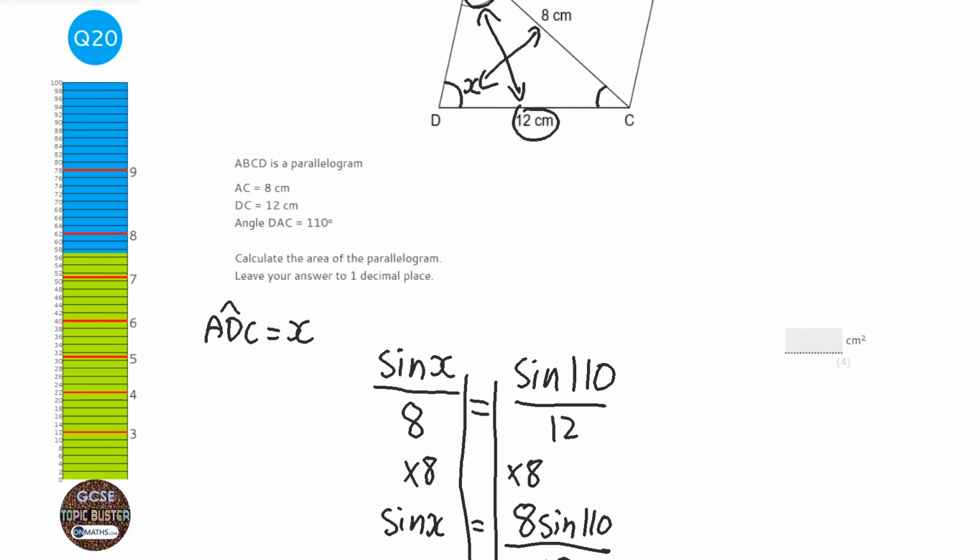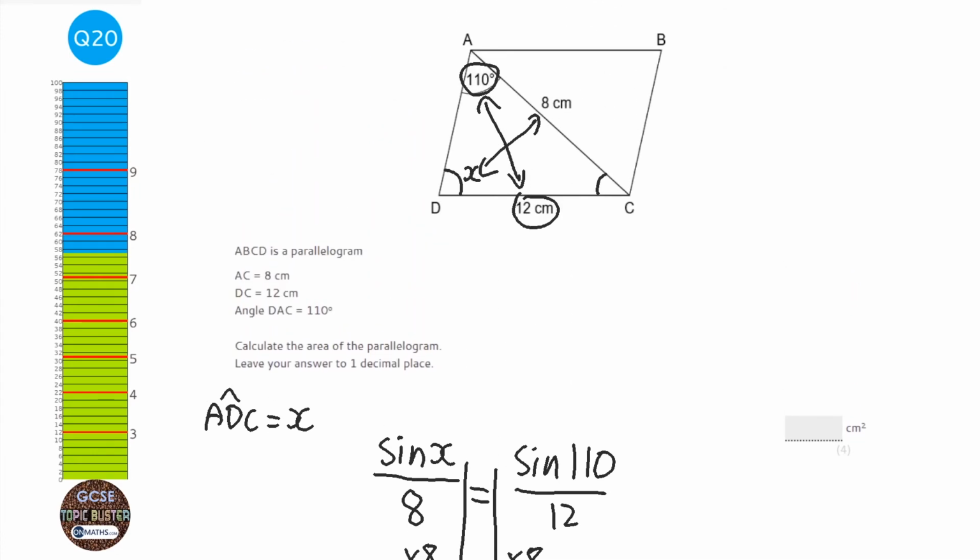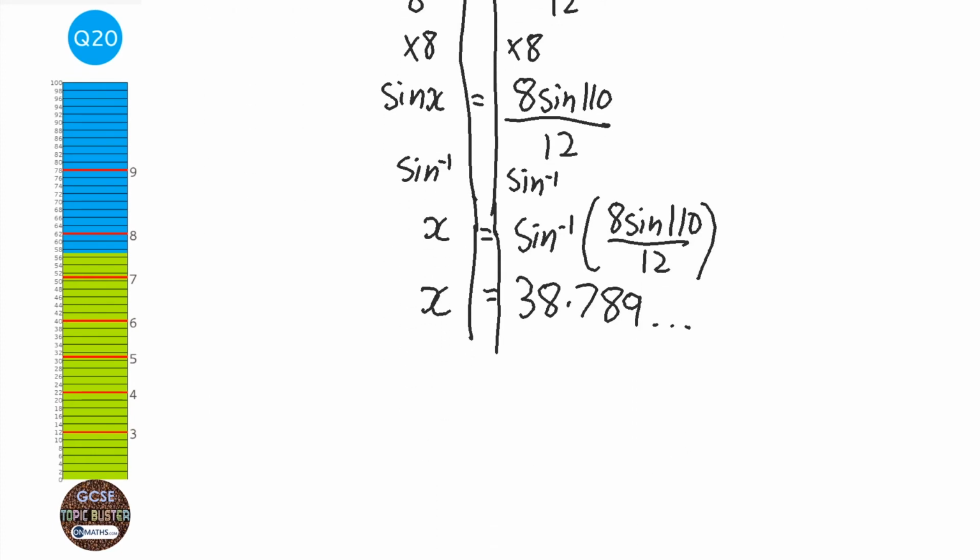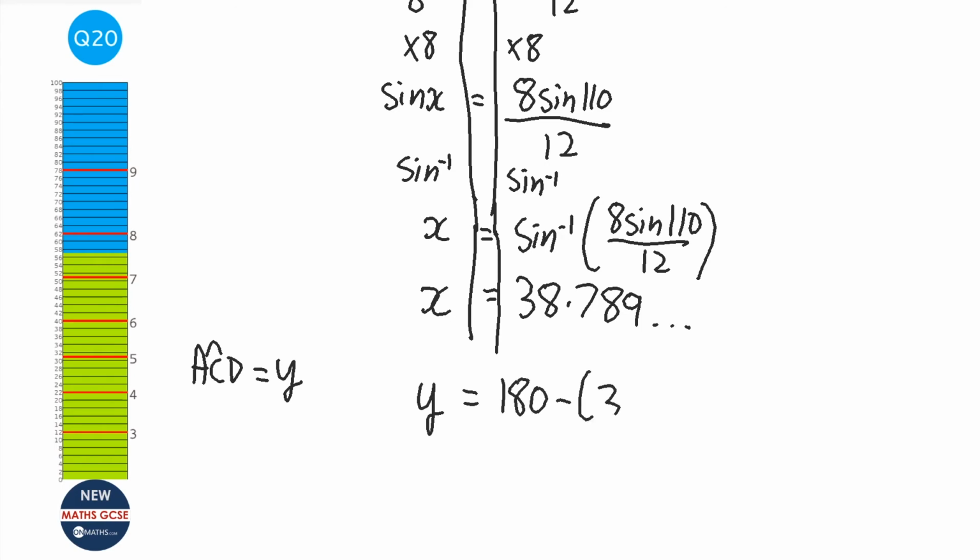Now I want to keep the accuracy if I can, so I'm going to keep that in my calculator, and then what I'm going to do is add that to the 110 to work out what this angle here is, and I'm going to call that Y. So what is this? ACD. So I'm going to tell the examiner that ACD I'm going to call as Y, just to make it a bit easier. So Y equals 180 take away 38.789 and so on, plus 110.